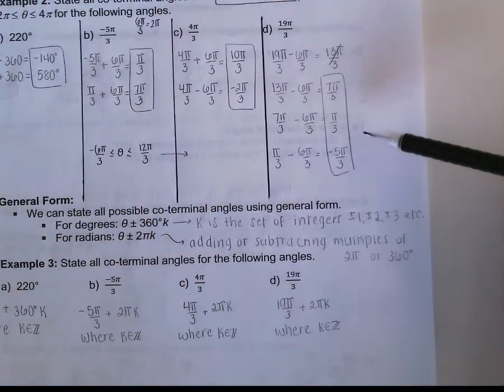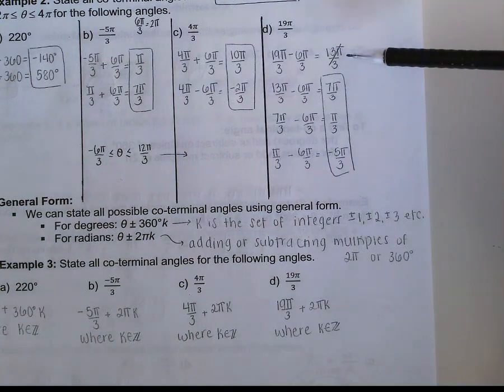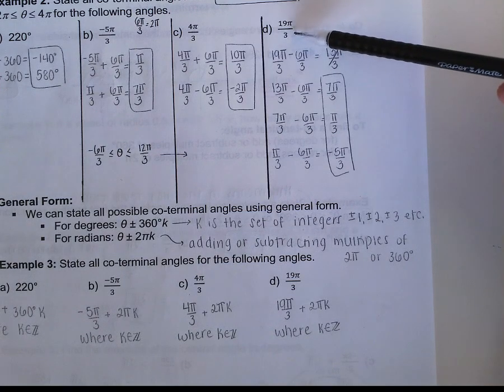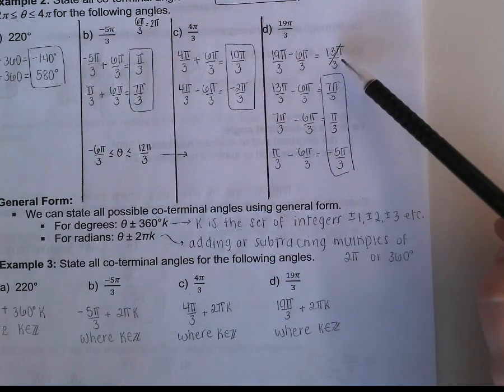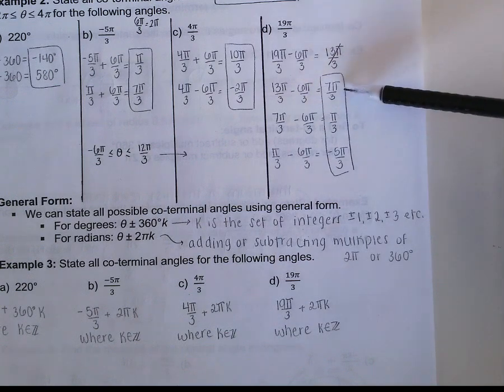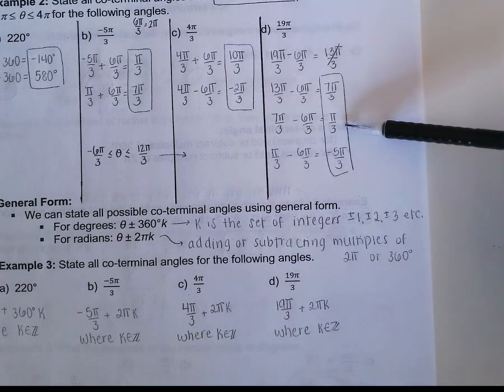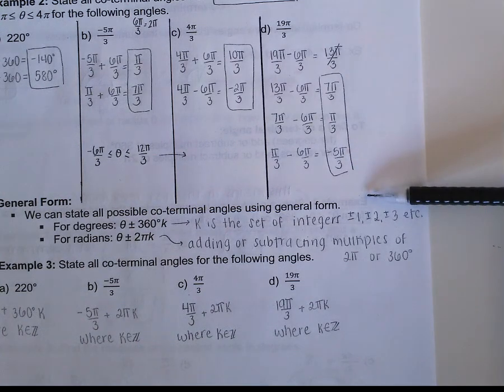Now in question D, it's exactly the same, but in this case, when I do my first subtraction of 19 pi by 3, I get 13 pi by 3, which is not small enough. This would be in the third revolution. So I need to subtract 2 pi again to get 7 pi by 3, which is in the second revolution. Then I subtract again to get pi by 3, which is in the first revolution. And then I subtract again to get negative 5 pi by 3, which would be in the first negative revolution. So those are all coterminal angles.